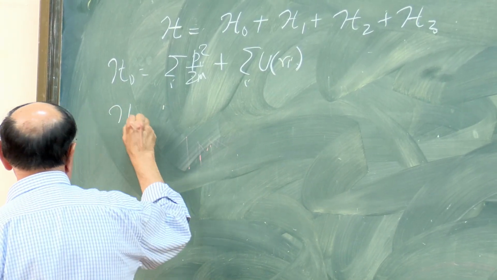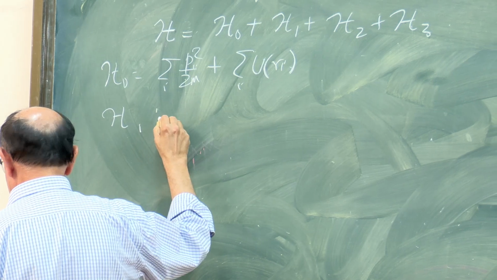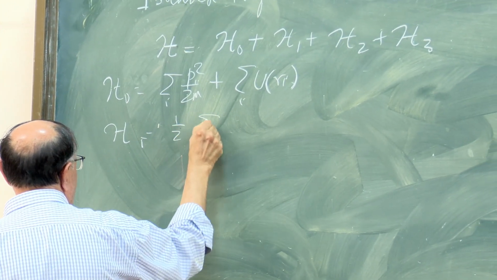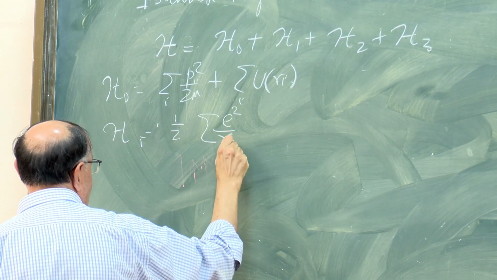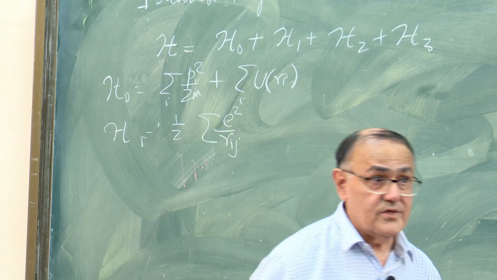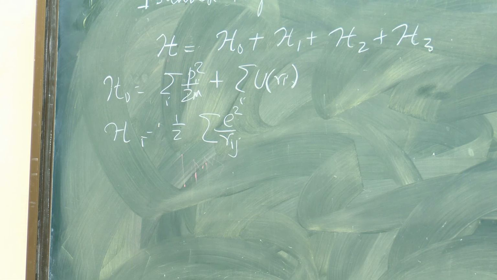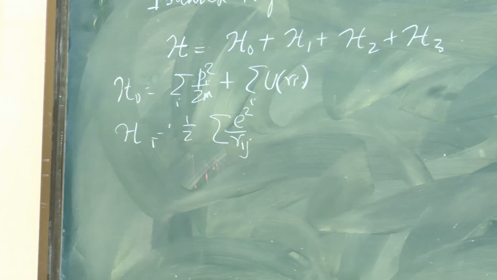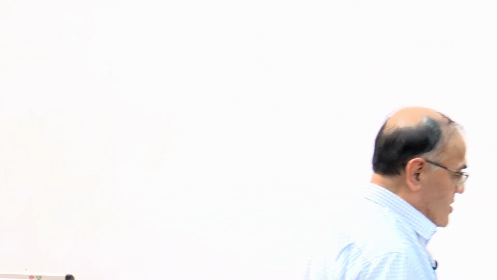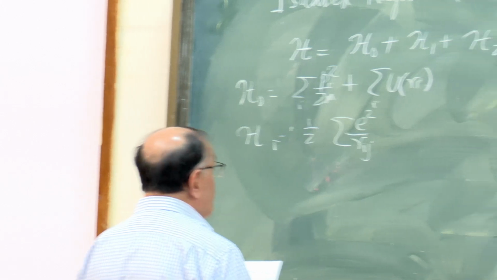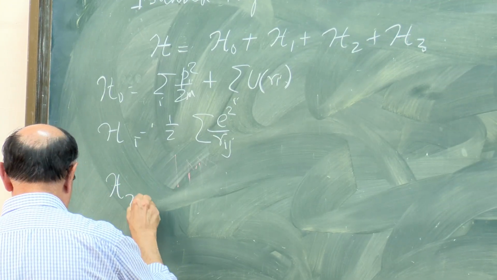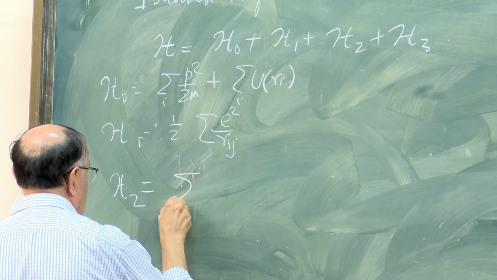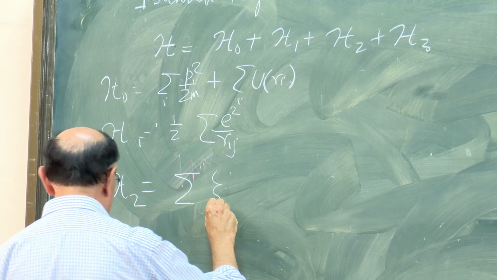H1 is half Coulomb interaction. Next in the order of bigness, it's order of, I don't know, I'm just making a guess, 2 electron volts or less. H2 is what is called spin orbit coupling.